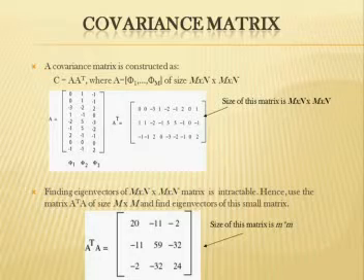Next step, finding eigenvectors of an n squared by n squared matrix is intractable. Hence, we use the matrix A transpose A of size m by m and find eigenvectors of this small matrix.